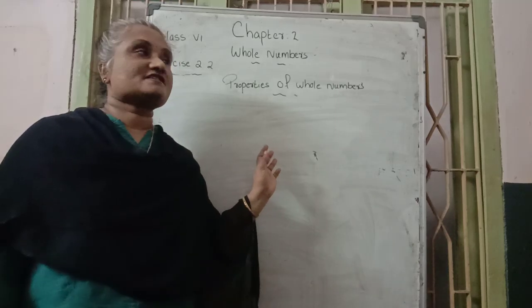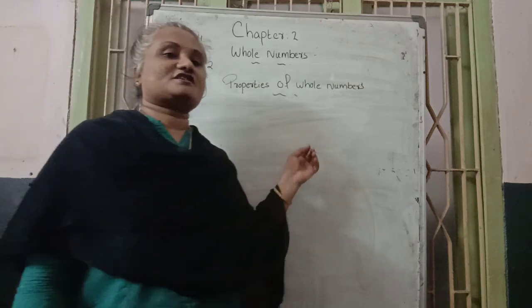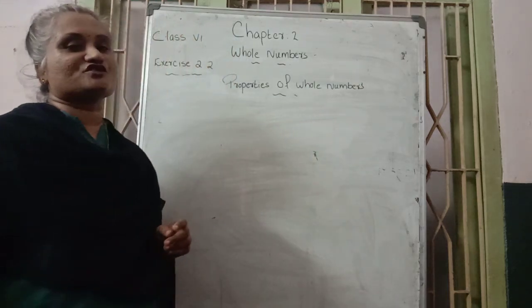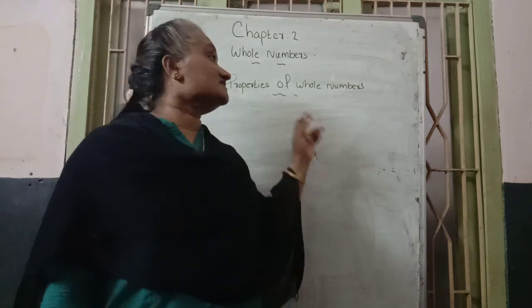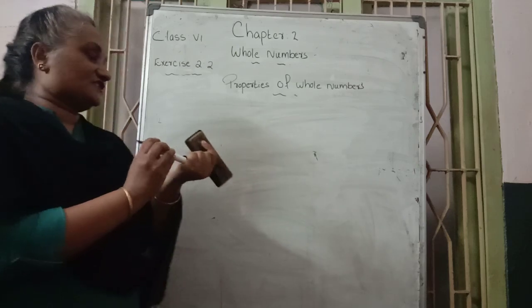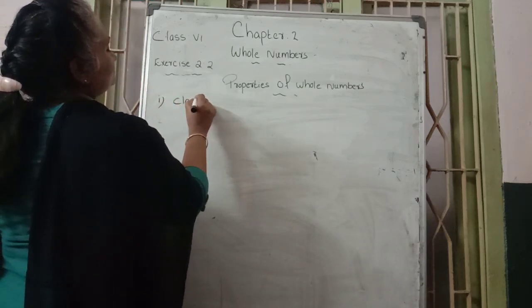Hi students, now we are going to discuss chapter 2, whole numbers, properties of whole numbers. Today's topic is properties of whole numbers. The first property is the closure property.